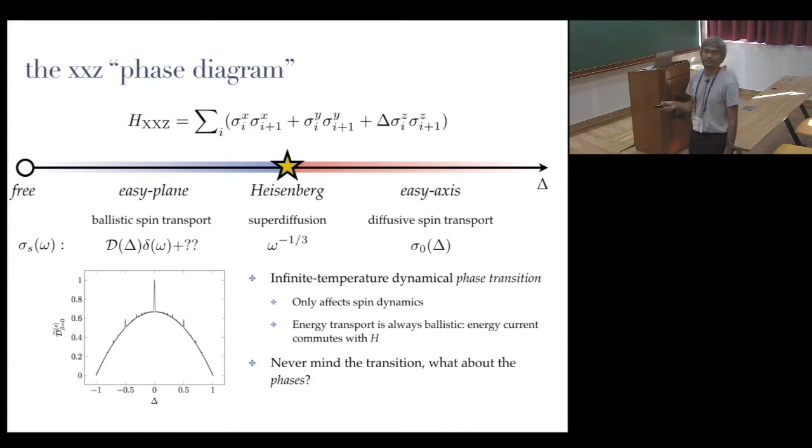It's got three phases in the ground state. When delta is less than 1, it's a planar magnet. When delta is bigger than 1, it's an Ising-type magnet. The phase transition is at delta equals 1, where it's the Heisenberg model.